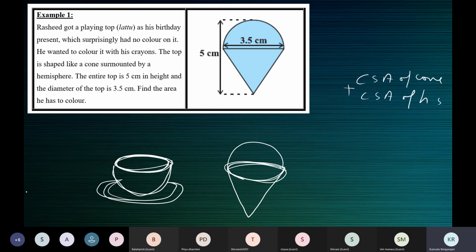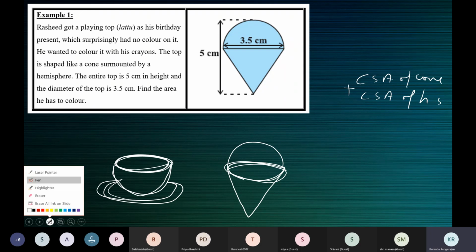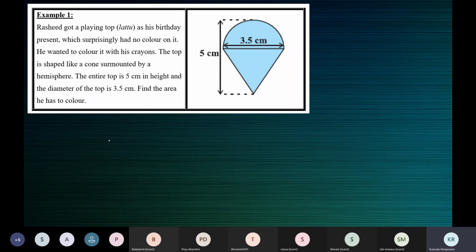Now it's very important to understand the values, that is the radius and height of the cone and the radius of the hemisphere. So let's write that first: cone, hemisphere. This is how you start the answer. What are the solids you see? You see two solids here, cone and hemisphere. For the cone, you need radius and height, and if it is area, you need slant height also.